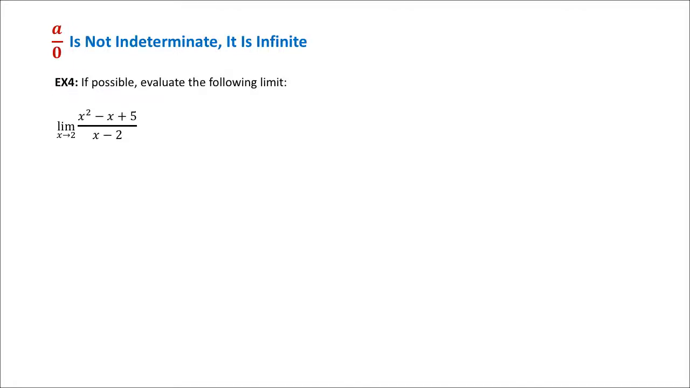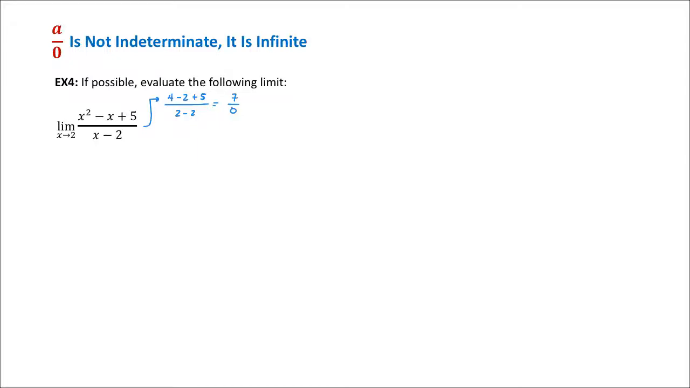Let's look at example 4. If possible, evaluate the following limit. And it's really emphasizing if possible. What happens if I try to do a straight substitution? Let me do it here above, lightly. If I plug in 2, I'm going to have 2 squared, which is 4, minus 2, plus 5, divided by 2 minus 2. That is going to give me 4 minus 2 is 2, 2 plus 5, 7, divided by 0.